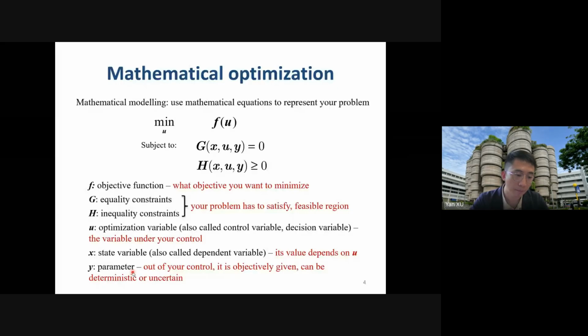Okay, so by modeling y to be either deterministic or uncertain, we will have different optimization solution algorithms. So later on, I will introduce a stochastic optimization approach, which can model y as uncertain parameters following a certain probability distribution. Okay, so that is something you have to well understand beforehand.